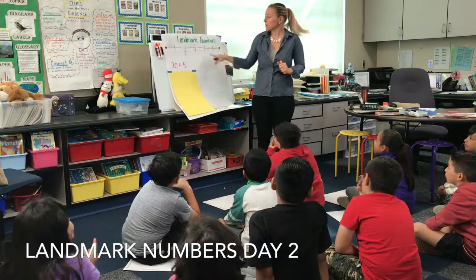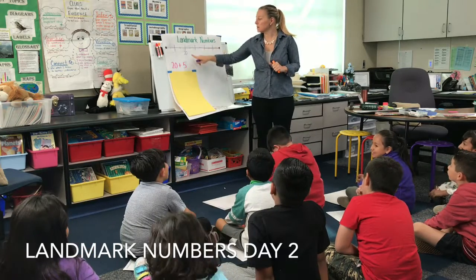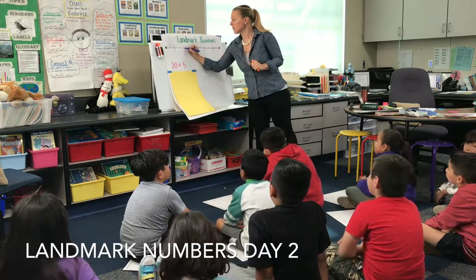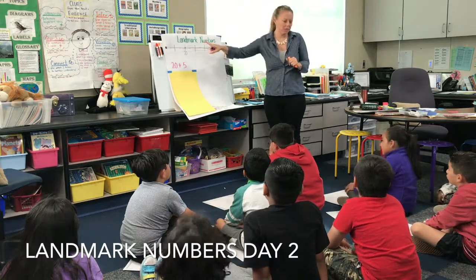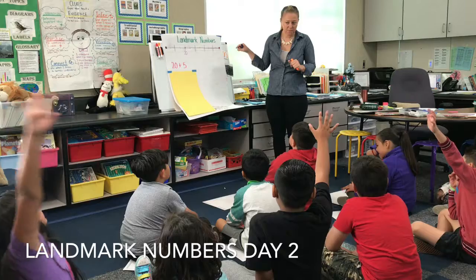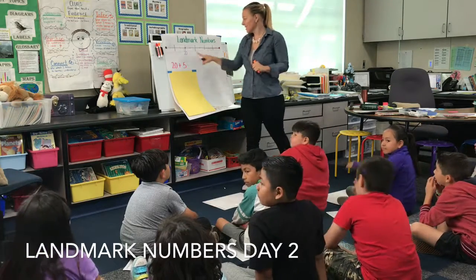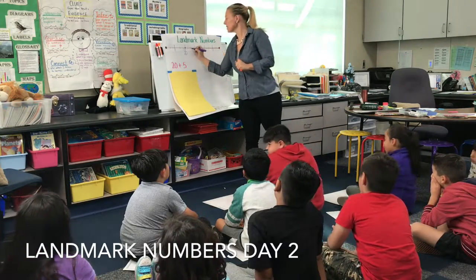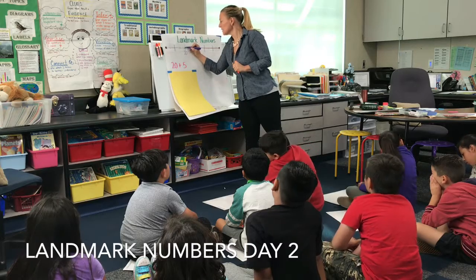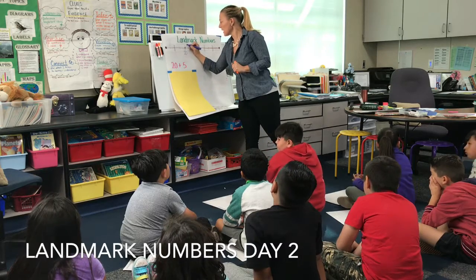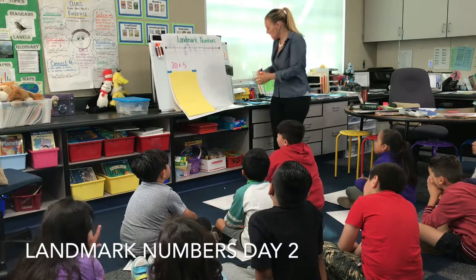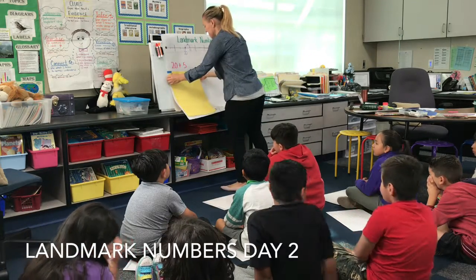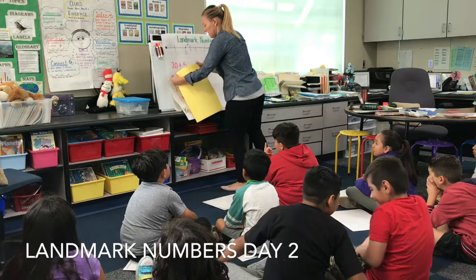So if I was using landmark numbers, I would begin here on the 20. Where do you think the 25 would be on my open number line? On the little one. This one right here? So I could label this one 25. So 20 plus 5 is 25. Good job. Take what you know. I'm going to move my paper down just like I did yesterday.